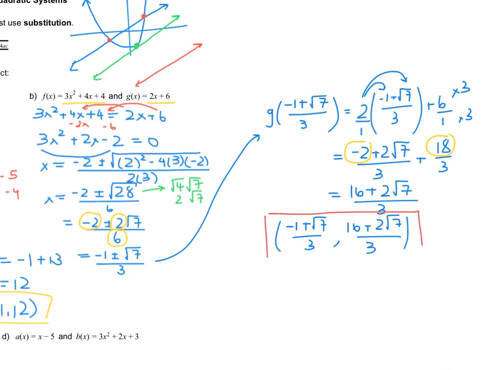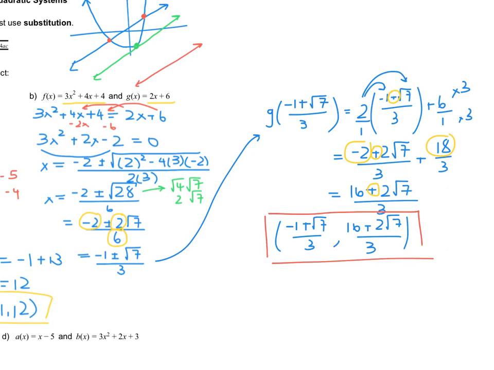So there's number 1. And then we can do the same thing for the negative version. But the only thing that's going to change is that this is going to be subtraction throughout. So actually, the 16 will not be changing. The only difference is that it will be 16 subtract 2 root 7.